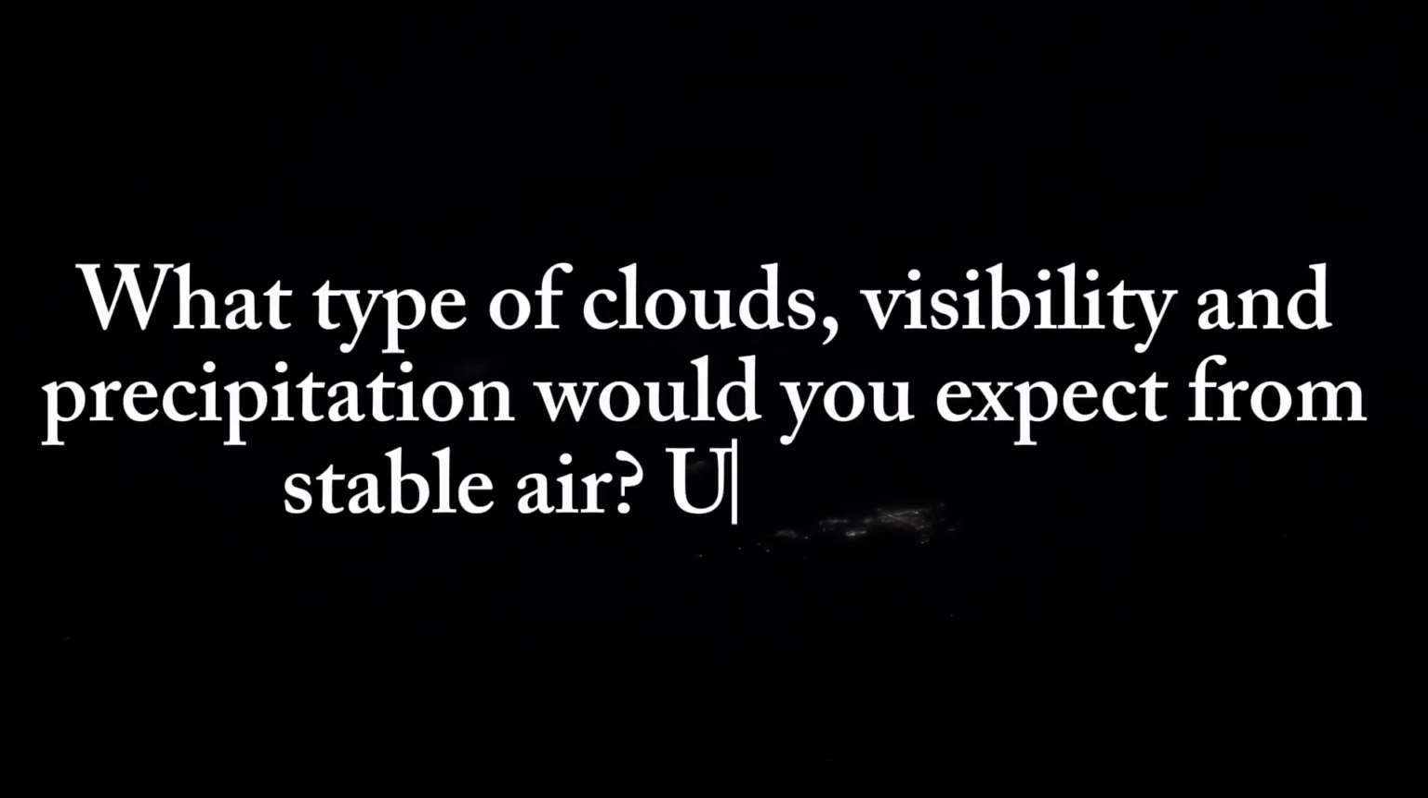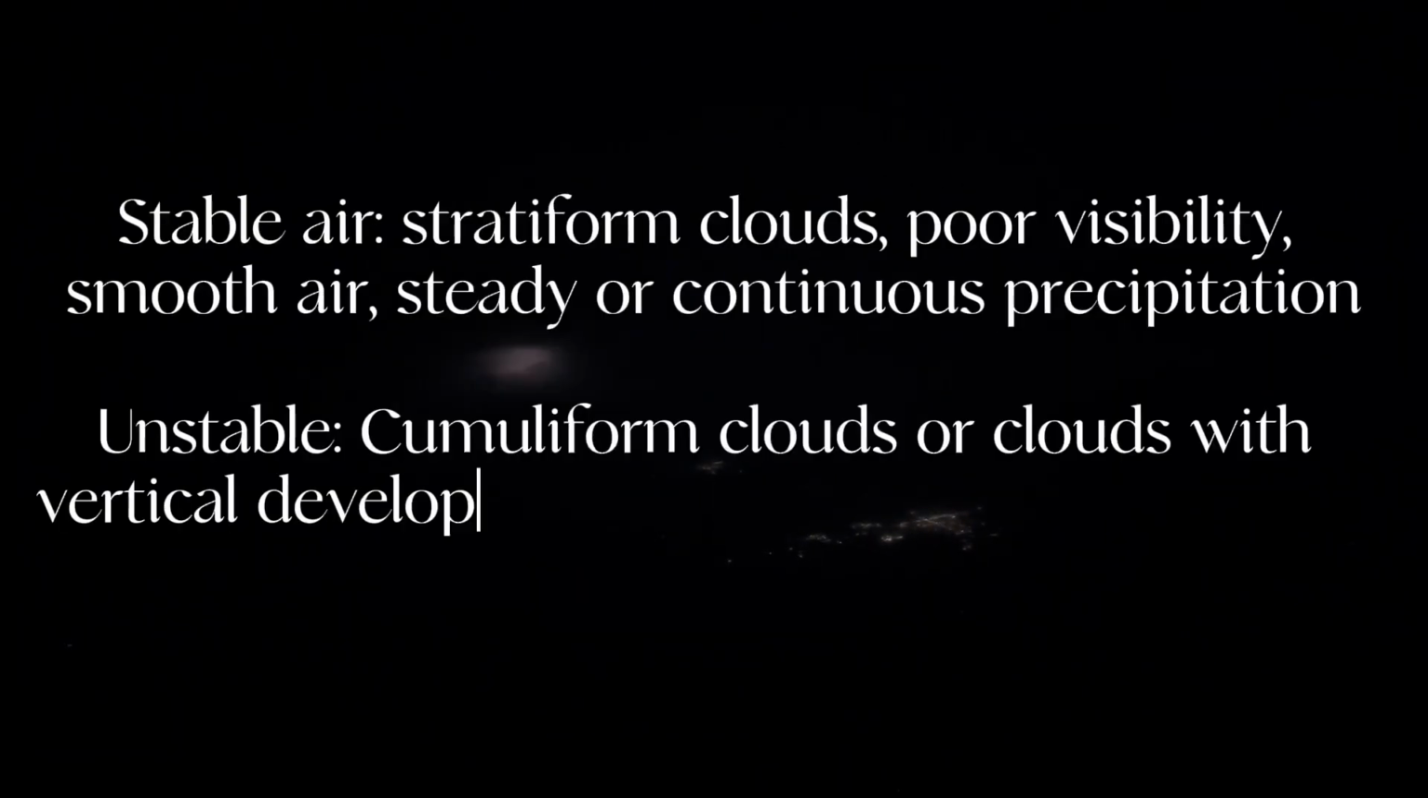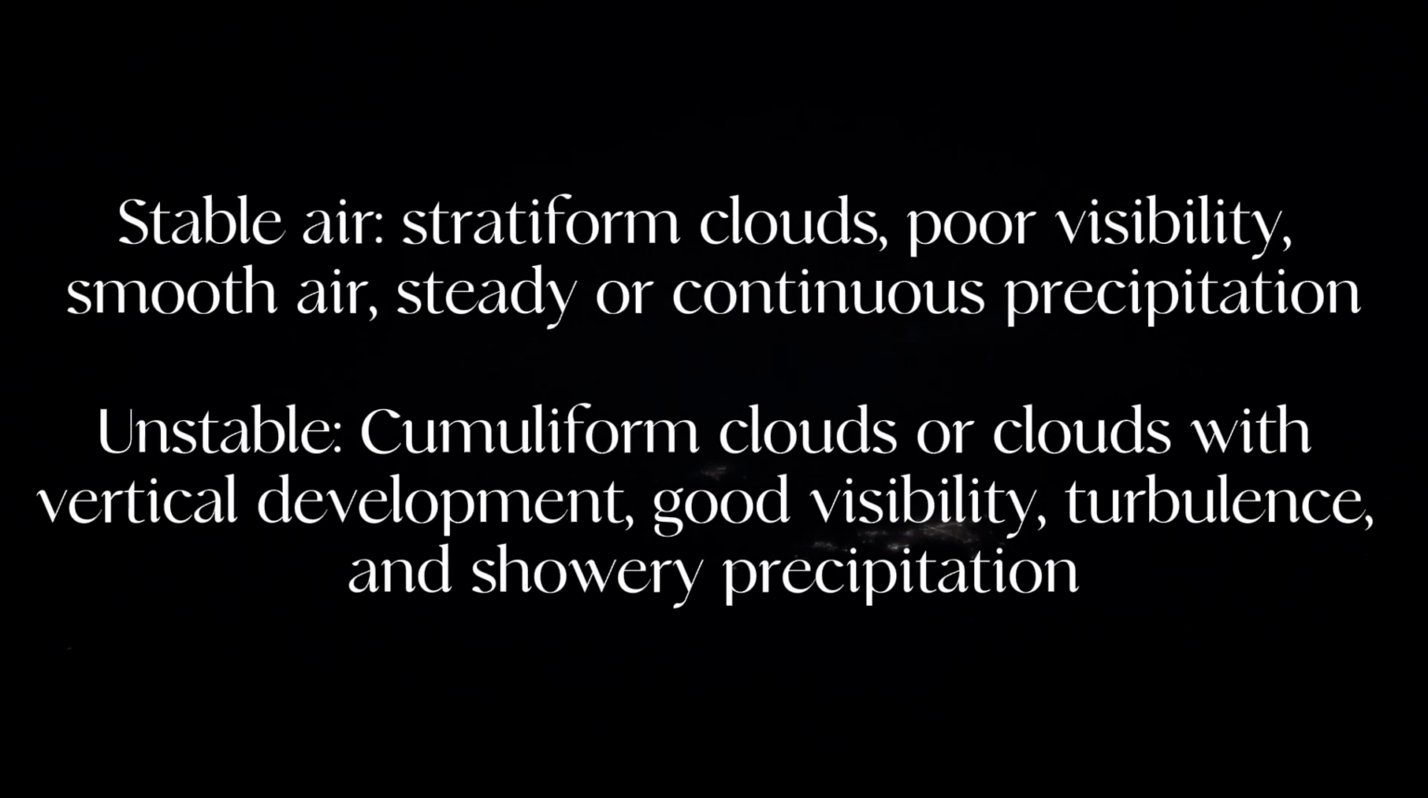What type of clouds, visibility, and precipitation would you expect from stable air, unstable air? Stable air, stratiform clouds, poor visibility. Smooth air, steady or continuous precipitation. Unstable, cumuliform clouds or clouds with vertical development, good visibility, turbulence, and showery precipitation.